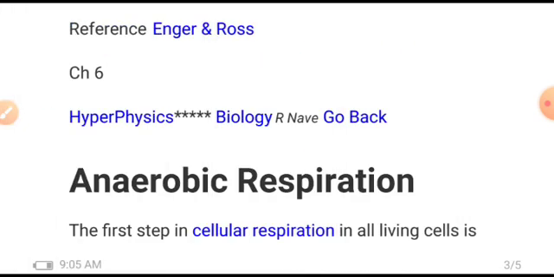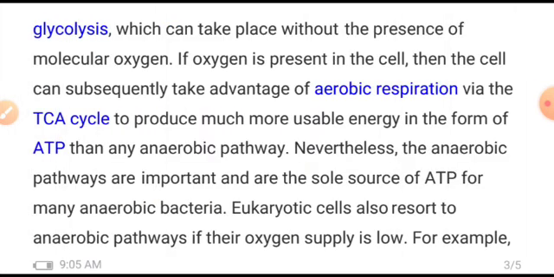As for anaerobic respiration, the first step in cellular respiration in all living cells is glycolysis. As usual, as I said, it takes place in the presence of glucose, and it can take place without the presence of molecular oxygen. And if oxygen is present in the cell, then the cell can subsequently take advantage of aerobic respiration via the TCA cycle.